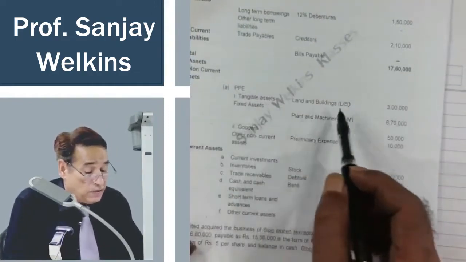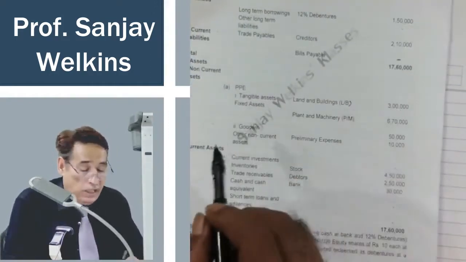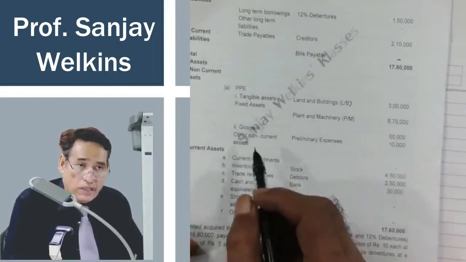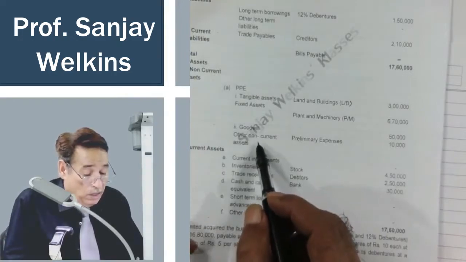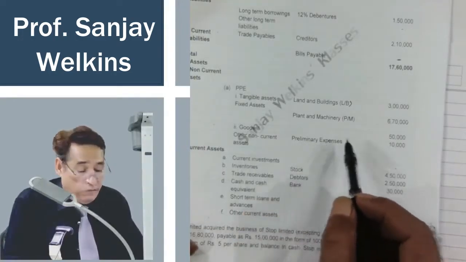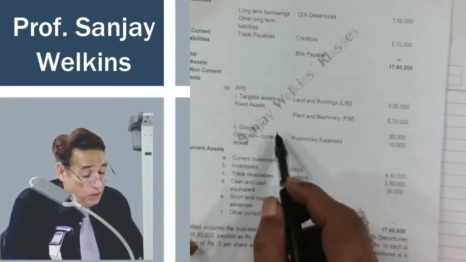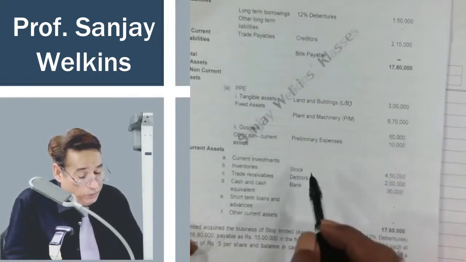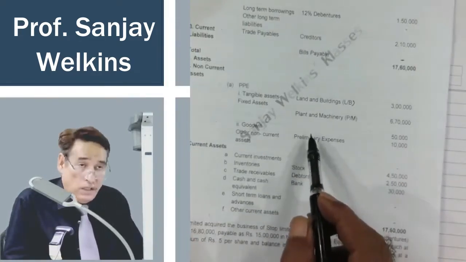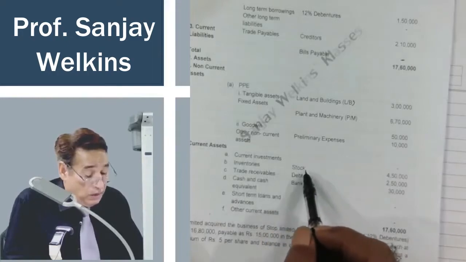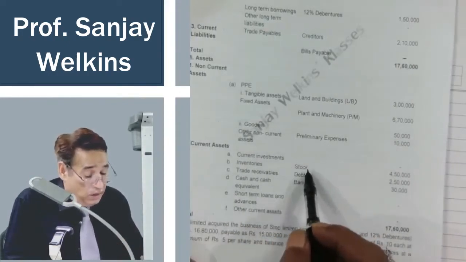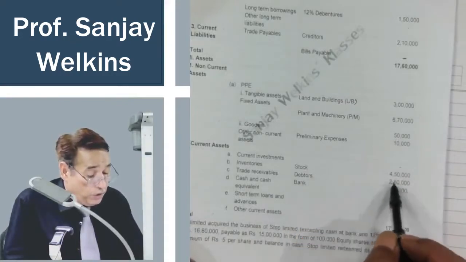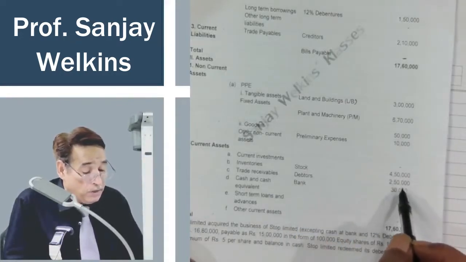As far as the asset side is concerned, land and building were 3 lakh, plant and machinery were 6,70,000. Preliminary expense has been given to you under other non-current asset. It is a valueless item, 10,000. Goodwill is also given to you as 50,000. Goodwill is an intangible asset, and there is a difference between intangible and valueless asset. Then inventory is stock 450, debtors 250, and bank 30,000.